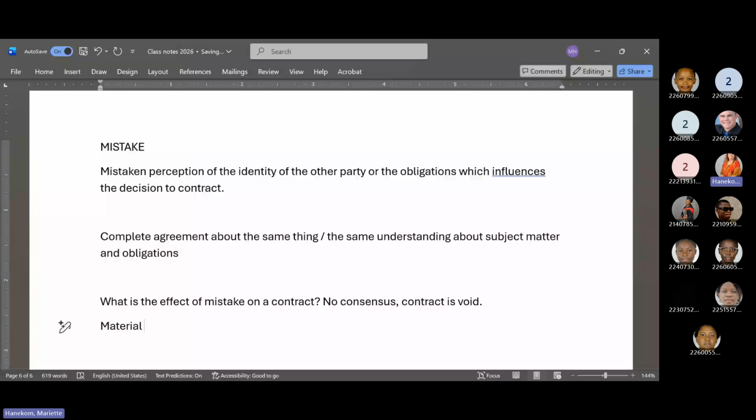So if Martha thinks the car is dark blue, but it's actually black, that's not material. The mistake must be material. It must be reasonable, so anybody could have made this mistake, and excusable. If the mistake is reasonable, excusable, and material, the contract will be void.